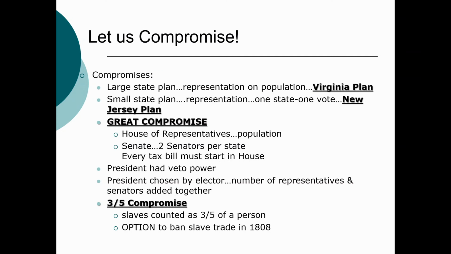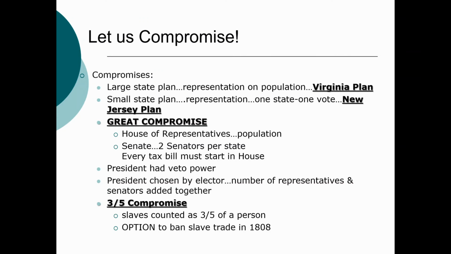They will create three branches of government, the president, and they'll create a judicial branch, although at this time they don't really have an idea of what the judiciary branch looks like. There also will be a compromise over slavery. The southern states are going to want slaves to count as a person. This is not because the southern states cared about slaves, but if slaves counted as a person, that means they would have more votes in the House of Representatives.